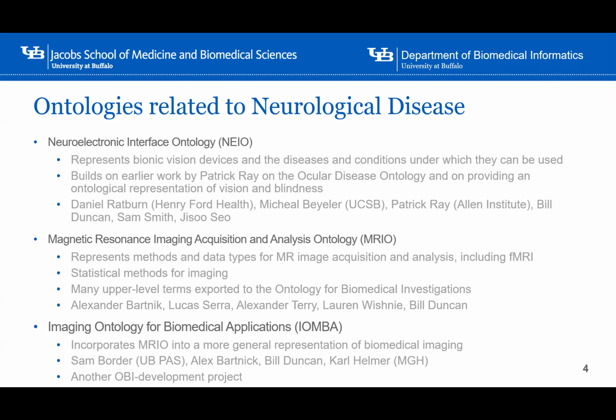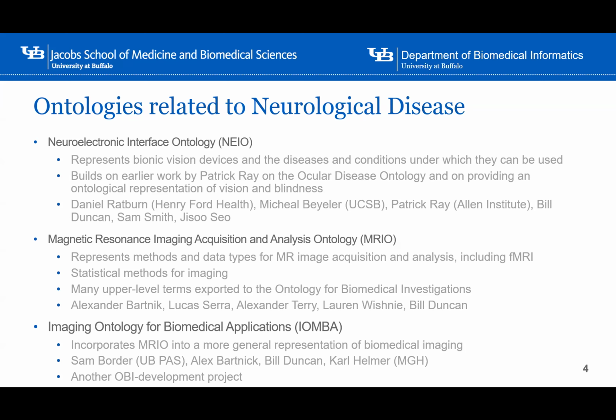I'm in a very current project called the Neuroelectronic Interface Ontology. So current that Bill and I are part of a grant that's being submitted today and that we were working on last night even. This project represents bionic vision devices and the diseases and conditions under which they can be used. So these are devices that can be implanted in the head or near the head, and they can interpret visual data to be fed into the neurological system. And there's been quite a lot of work on this. And we're working with Daniel Ratburn of Henry Ford Health and Michael Byler of UC Santa Barbara, who are experts in this field.